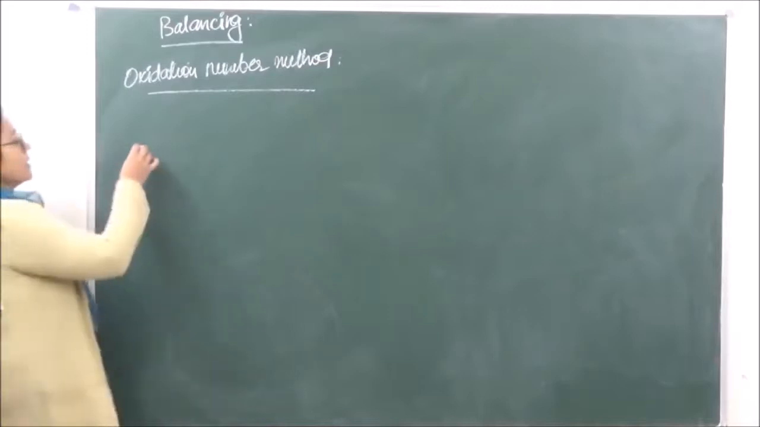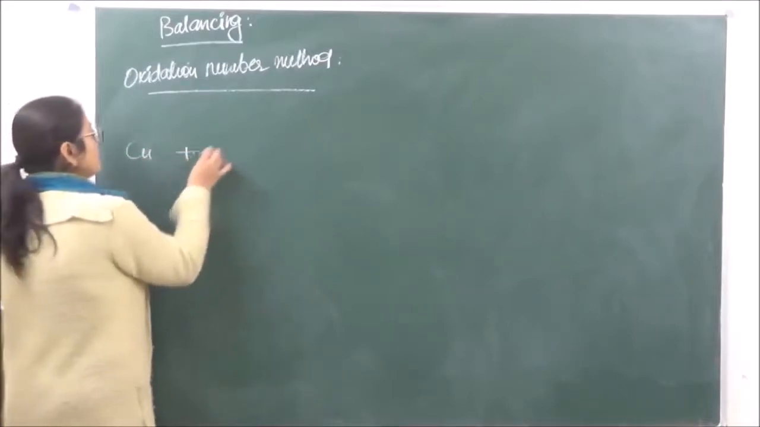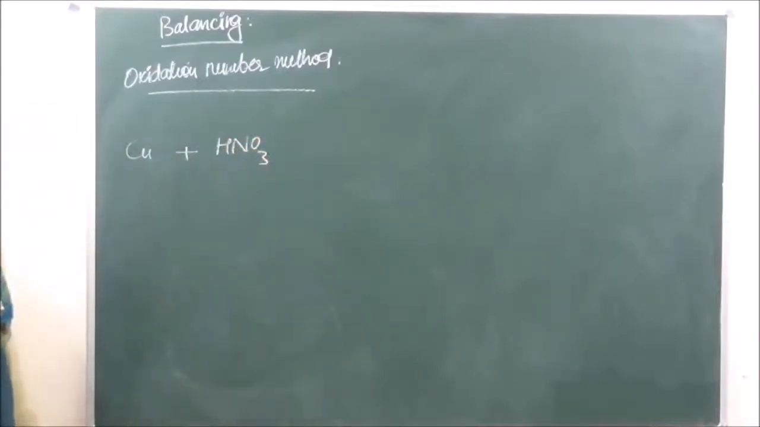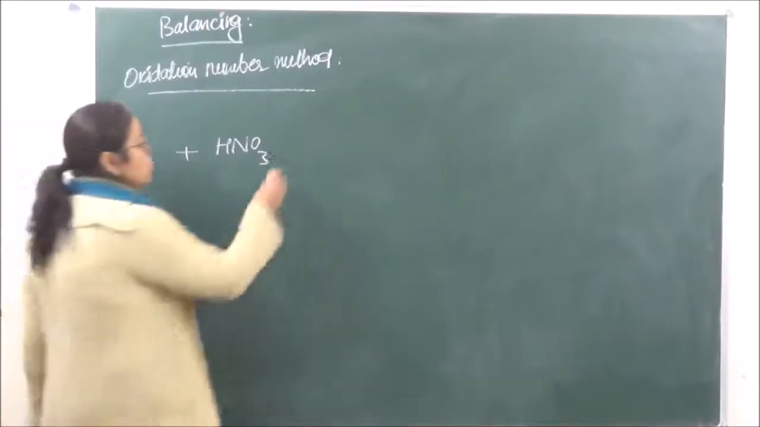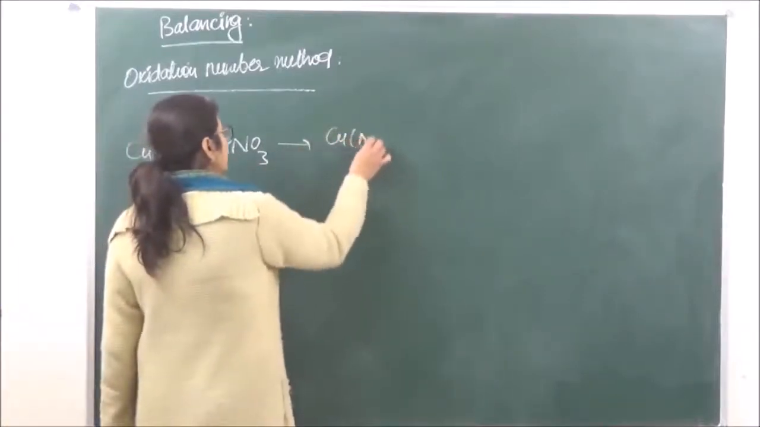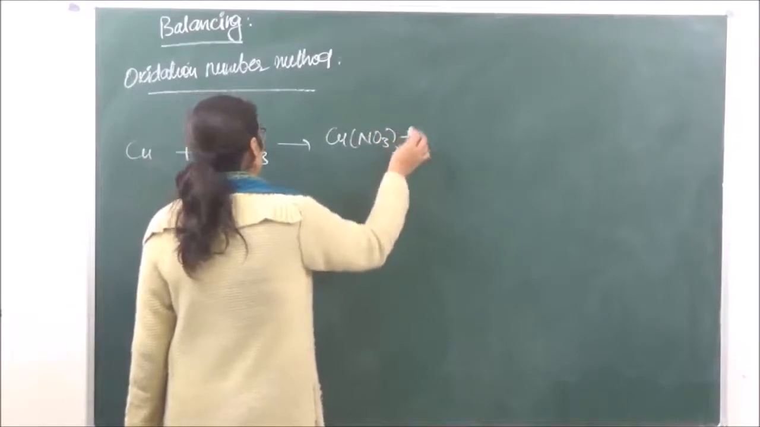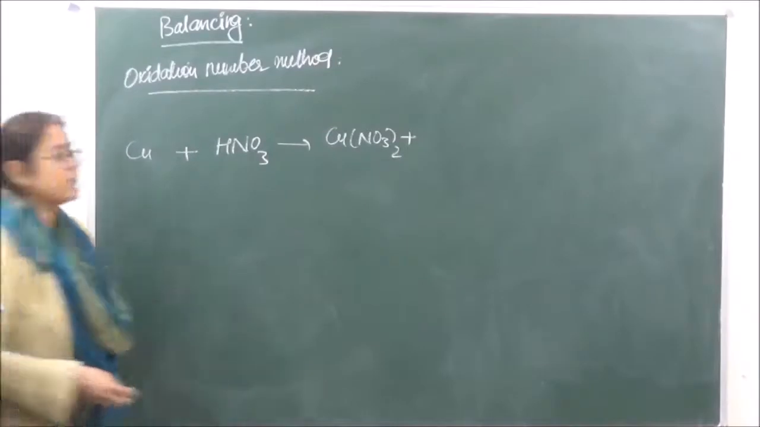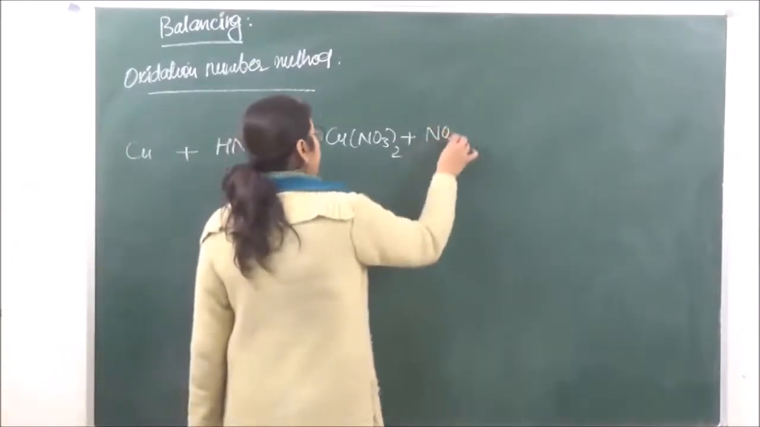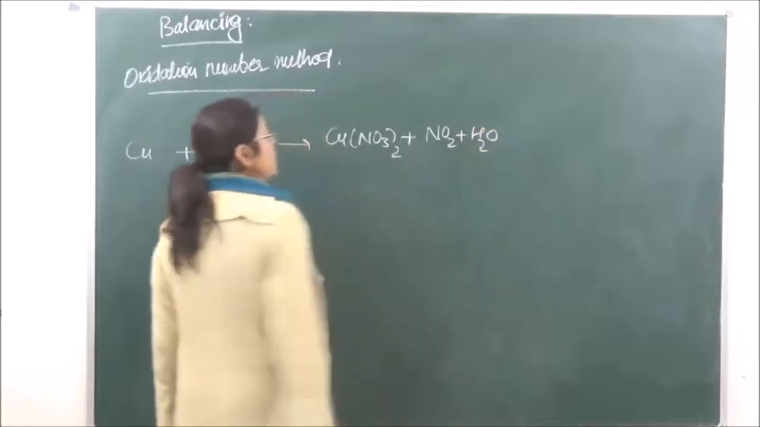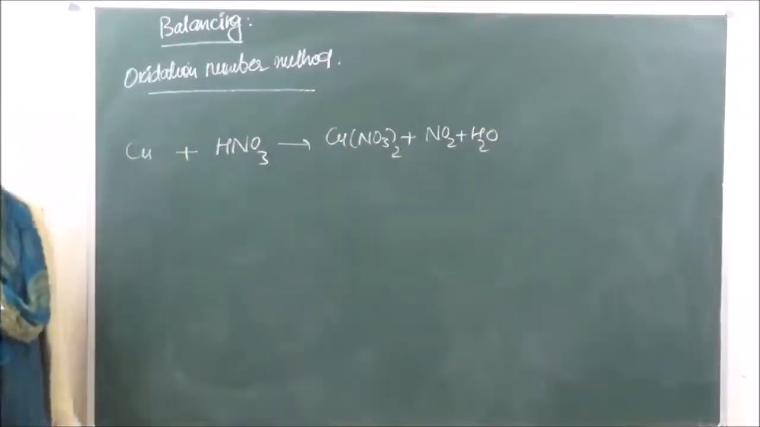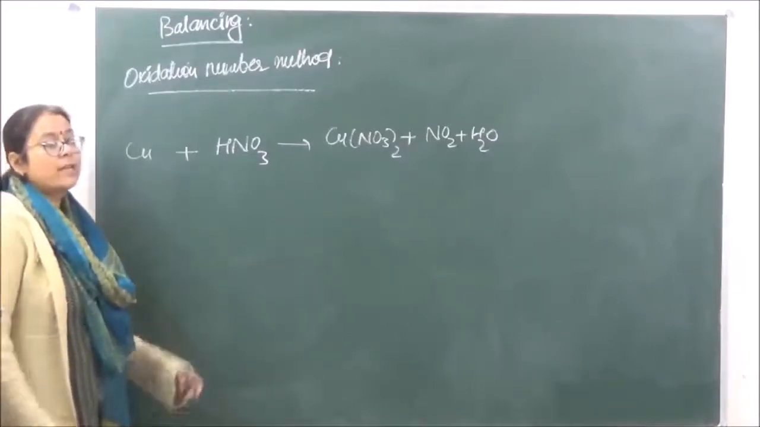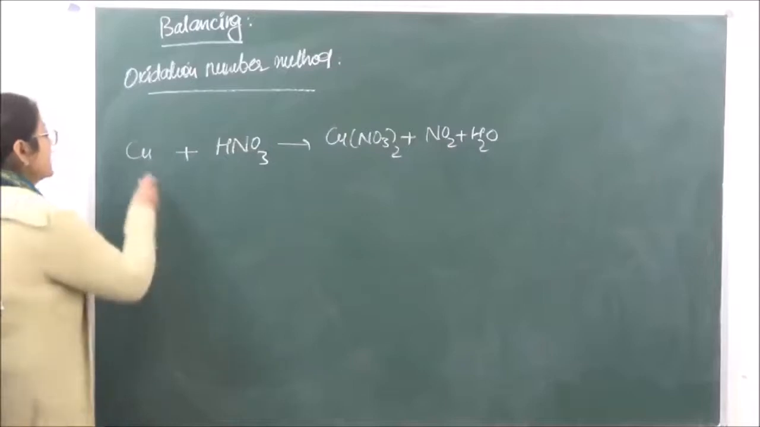We are taking Cu plus HNO3 to give us Cu(NO3)2 plus NO2 plus H2O. So over here you need to write down the oxidation states of each of the main elements, apart from hydrogen and oxygen. Okay, so let's see over here.